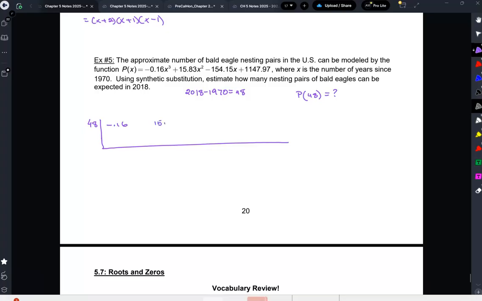15.83. Negative 154.15. And this lovely, random number. Okay. And then, go ahead and take out your calculators. Let's do this. Negative 0.16 comes down.